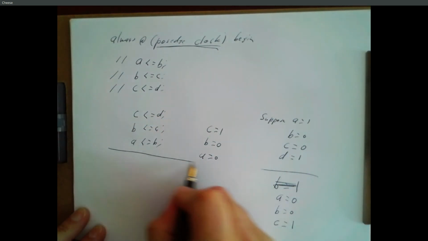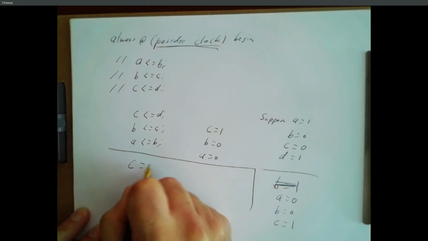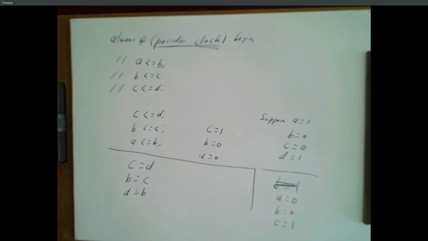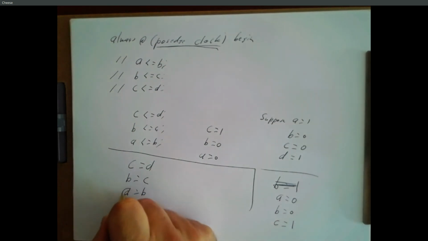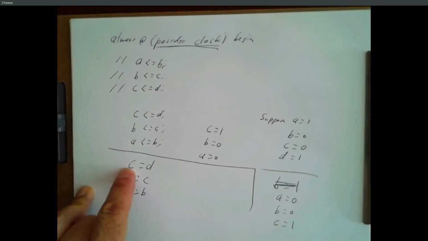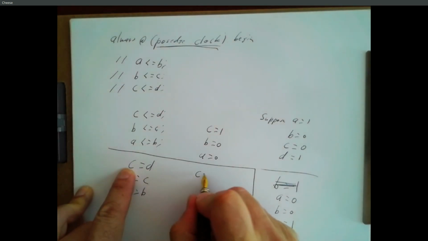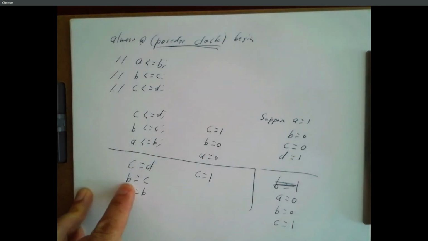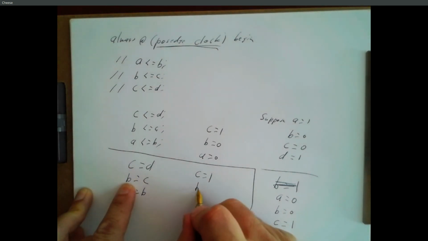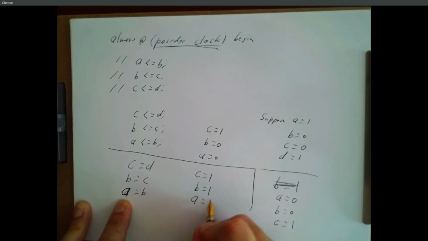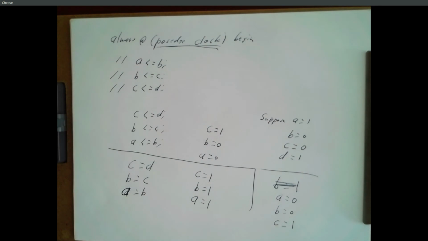Now, if we did this, C equals D, B equals C, A equals B, that says when the clock ticks, take the value of D and copy that into C. C is equal to 1. And then after that happens, take the value of C and copy that into B. So C is equal to 1, B will be 1. And after that happens, take the value of B and copy that to A, so A equals 1. Totally different behavior.